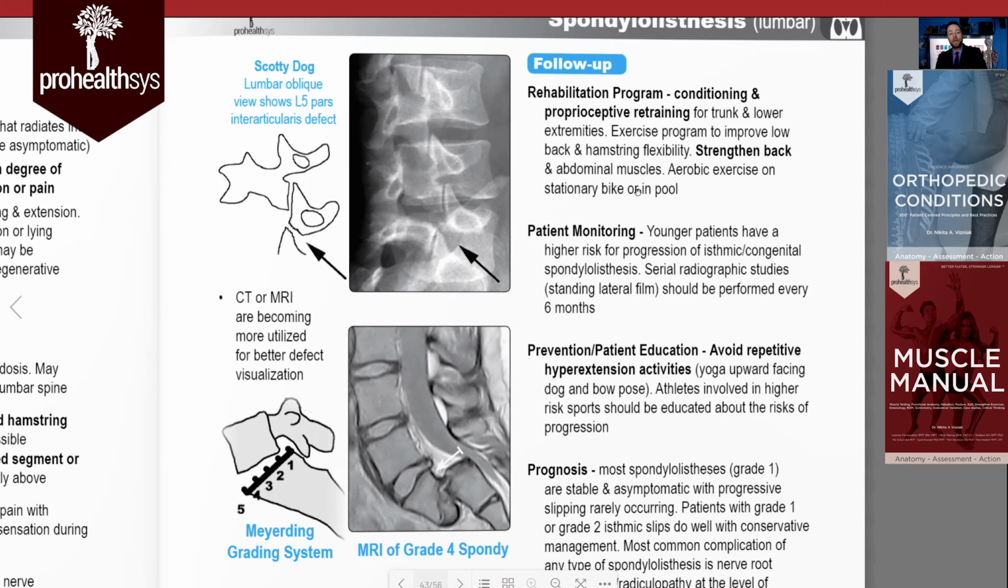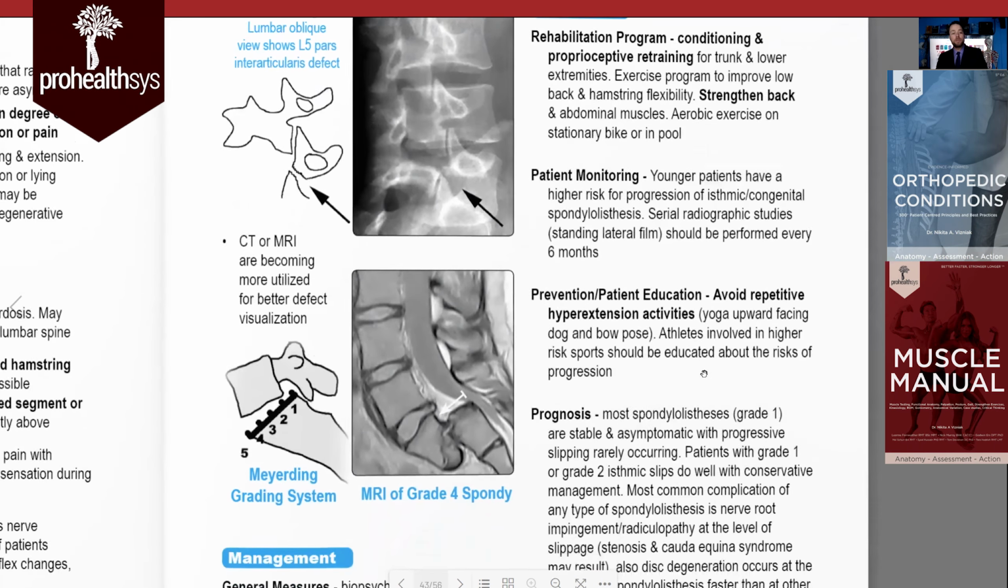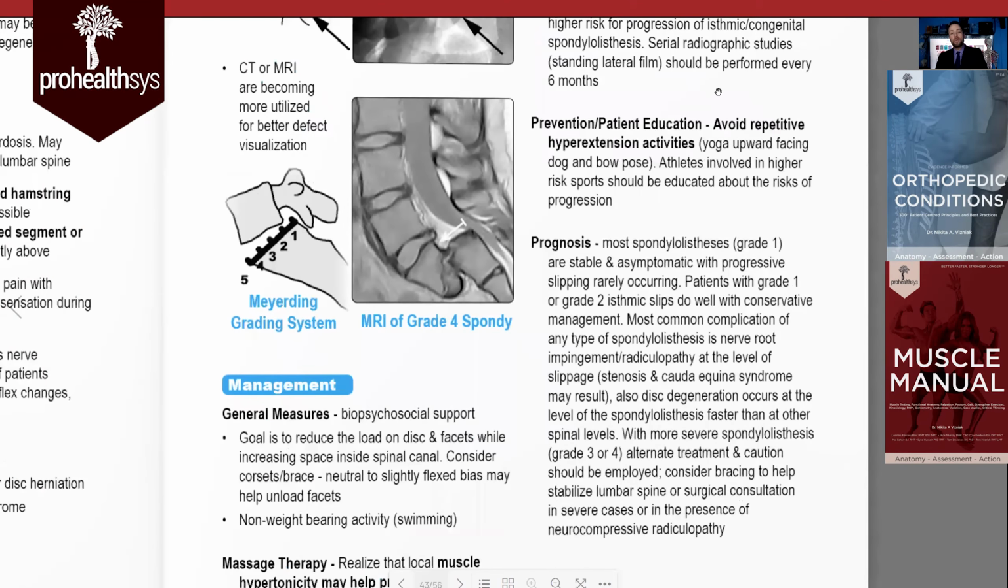Okay. Younger patients will have a higher risk of progression for these congenital types. So you want to definitely warn them of that and give them recommendations for exercises based on that. Follow-up x-rays typically every 6 months on these people. Prevention, avoid repetitive hyperextension activities. If you are rowing, I am sorry, you just can't row as hard as you want to in this. We have to look at different activities for you here, okay? I actually see this in yoga practitioners as well. Upward facing dog can put a lot of stress into the low back, into hyperextension.